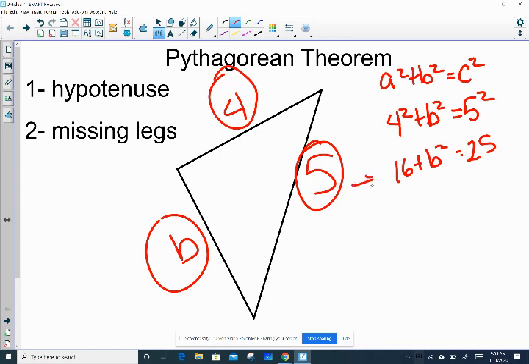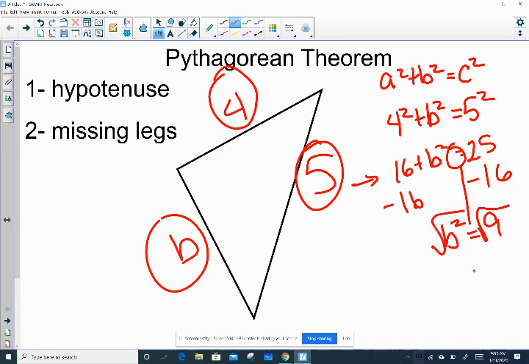So we've done stuff like this in the past. If you remember, we went like this. We said, okay, there's my equal sign. Whatever I do to the left side of the equal sign, I have to do to the right side. So in this case, I'm going to subtract 16 from this side. I'm going to subtract 16 from this side. And I'm going to get b squared equals 9. Now, plugging in my calculator, I find that the square root of 9 is 3. So b is equal to 3.